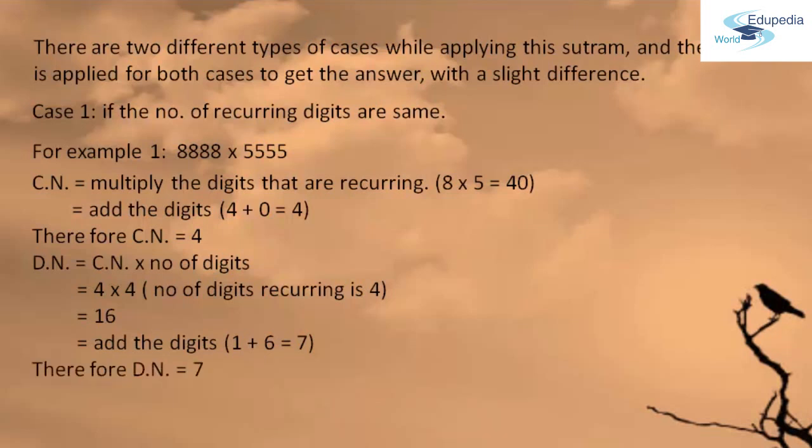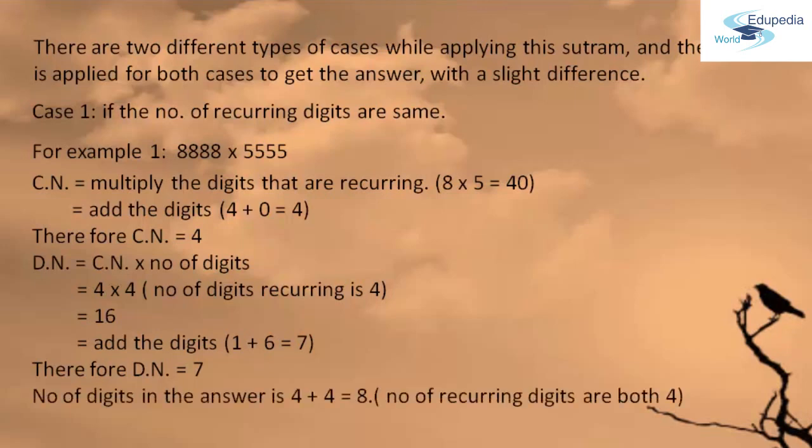Finally, we have to find the number of digits that are going to be in the answer. This is found by adding the number of digits that are recurring in both the multiplicand as well as the multiplier. So here 4 eights and 4 fives are recurring. Therefore 4 plus 4 is equal to 8, and the number of digits in the answer is 8.